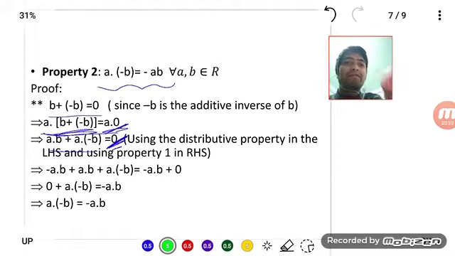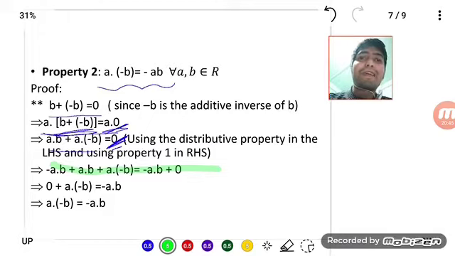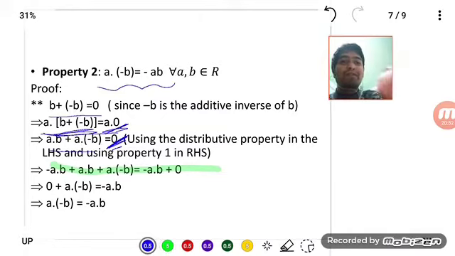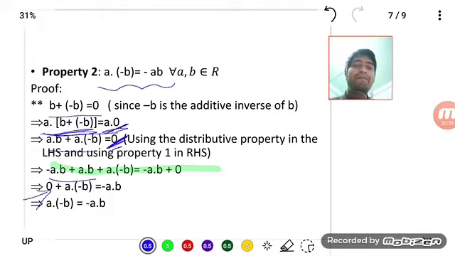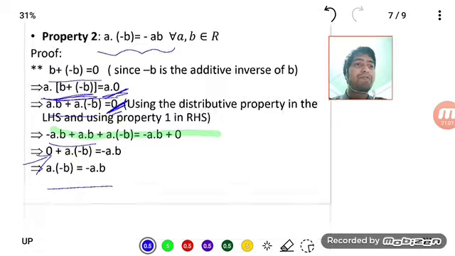Now I hope this line is also clear. Just subtract minus a dot b from both sides. We will have this. And next, combine minus a dot b plus a dot b, you will have 0. So I hope that is also clear, and ultimately we'll have this. Okay, so that is property 2.